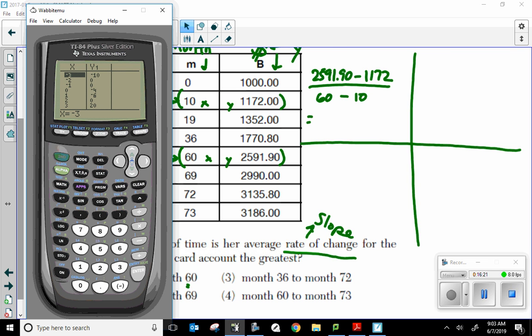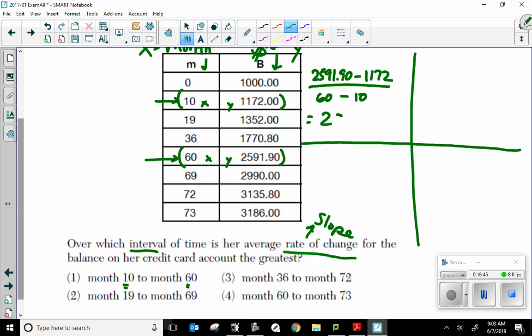There it is. Let's quit this bad boy. And I'm going to use alpha y equals enter because I can. 2591.90 minus 1172. Put that all over 60 minus 10. All right. And that gives me 28. If this is money, let's call that 2840. Okay? So that's 2840. That's for the one in green here, for number 1.